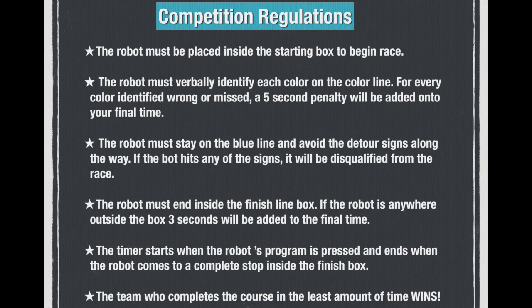The robot must stay on the blue line and avoid the detours along the way. So if at any time your bot hits one of the signs, it's going to be automatically disqualified from the race. The robot must end inside the finish line box. If the robot ends anywhere outside that box, 3 seconds is going to be added on to your final time.